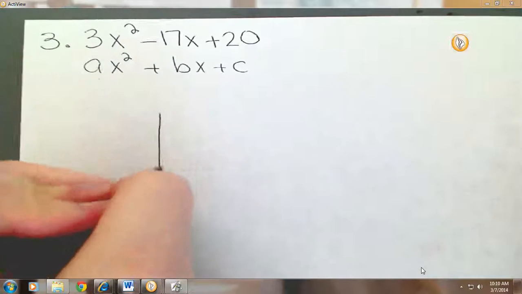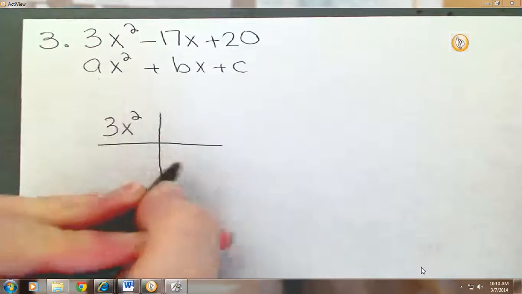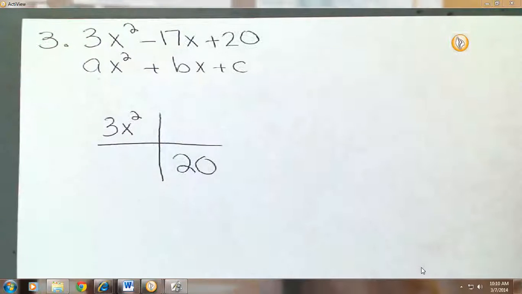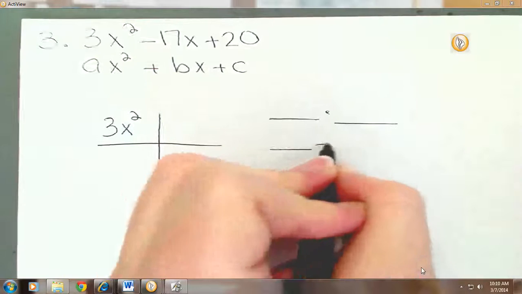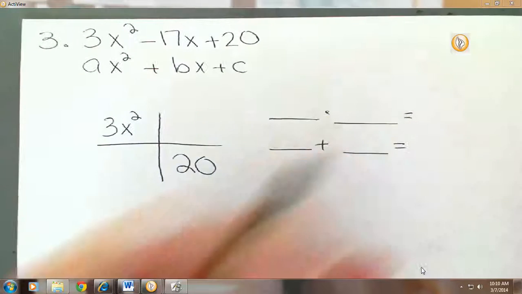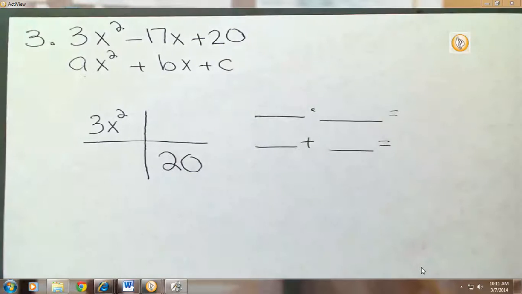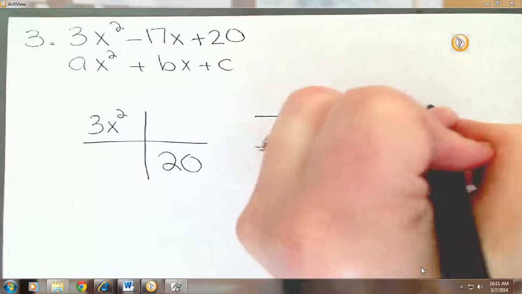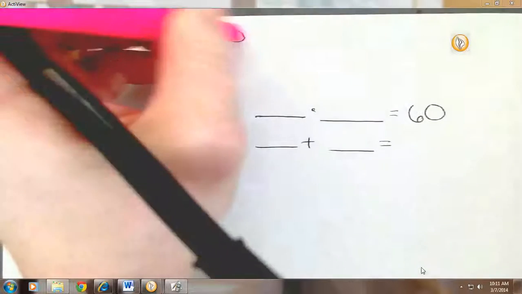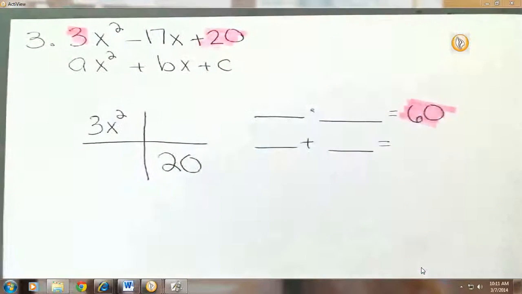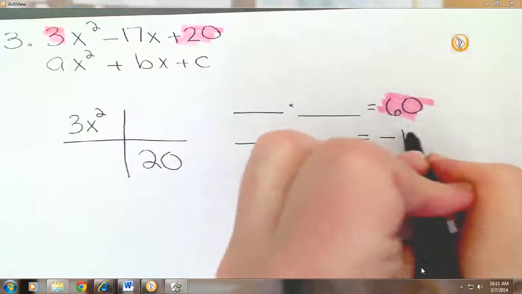So set up your box. Everything starts exactly the same way. 3x squared to go in the top left. 20 is going to go in the bottom right. That doesn't change. What part of this changes? What they multiply to. It's not going to multiply to 20 anymore. What's it going to multiply to? 60. And how did we get 60? 3 times 20. 3 times 20 gave us the 60. Okay, so we got that. We still wanted to add to negative 17, don't we?